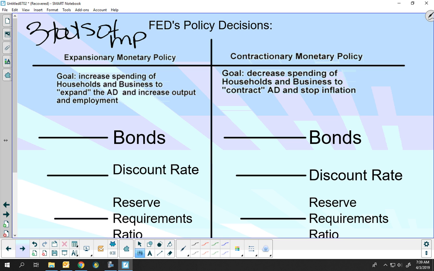So expansionary monetary policy, it's just like expansionary fiscal. What is our goal? When are we going to do that, Brett? When we're in a recession. Okay, so the whole purpose of expansionary monetary policy is to expand AD in a recession.